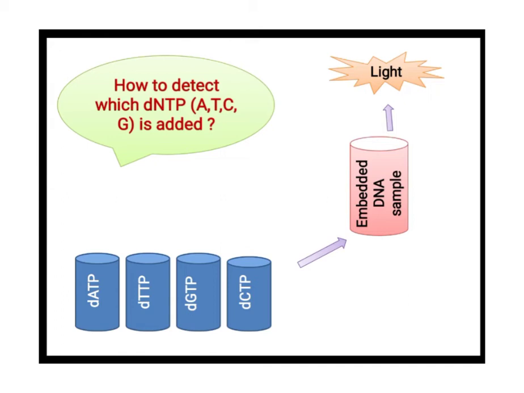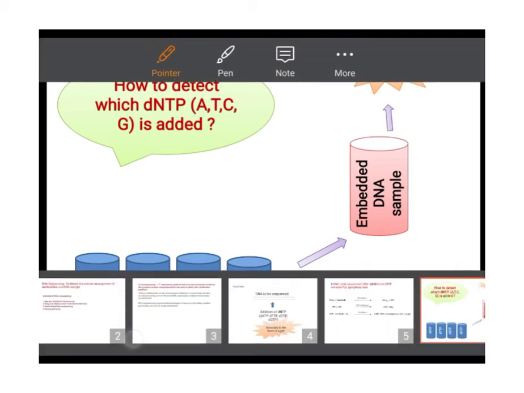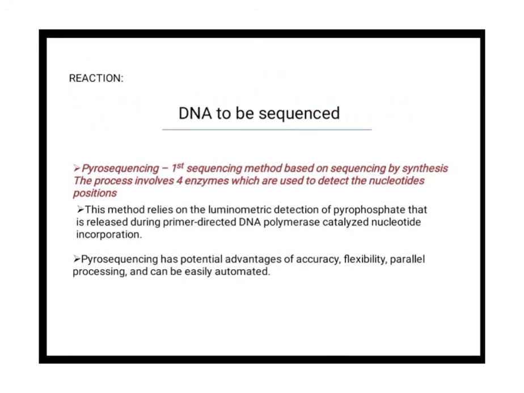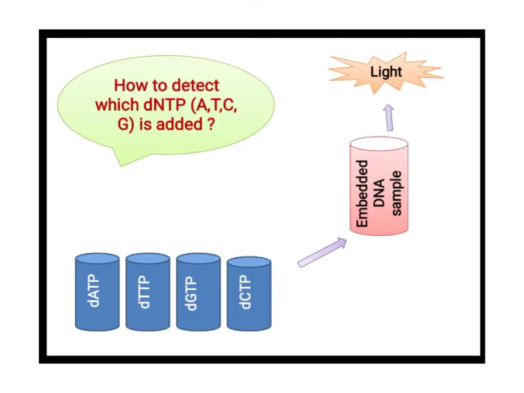Now as we know, there is going to be addition of dNTPs and light production. So there comes a question: which type of dNTP is added and which one is going to give you the light? For that reason, this reaction can be carried out in a flow cell where you can add different types of nucleotides in different cells, and initially you can identify them in each sample individually.